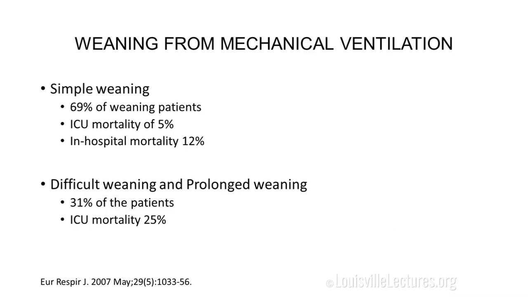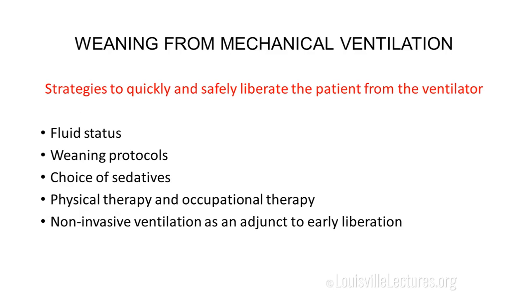Simple weaning includes about 70% of the patients in the ICU. The ICU mortality is 5% and the in-hospital mortality is 12%. On the other hand, difficult and prolonged weaning includes 31% of the patients, and the ICU mortality is 25%. So that matters.